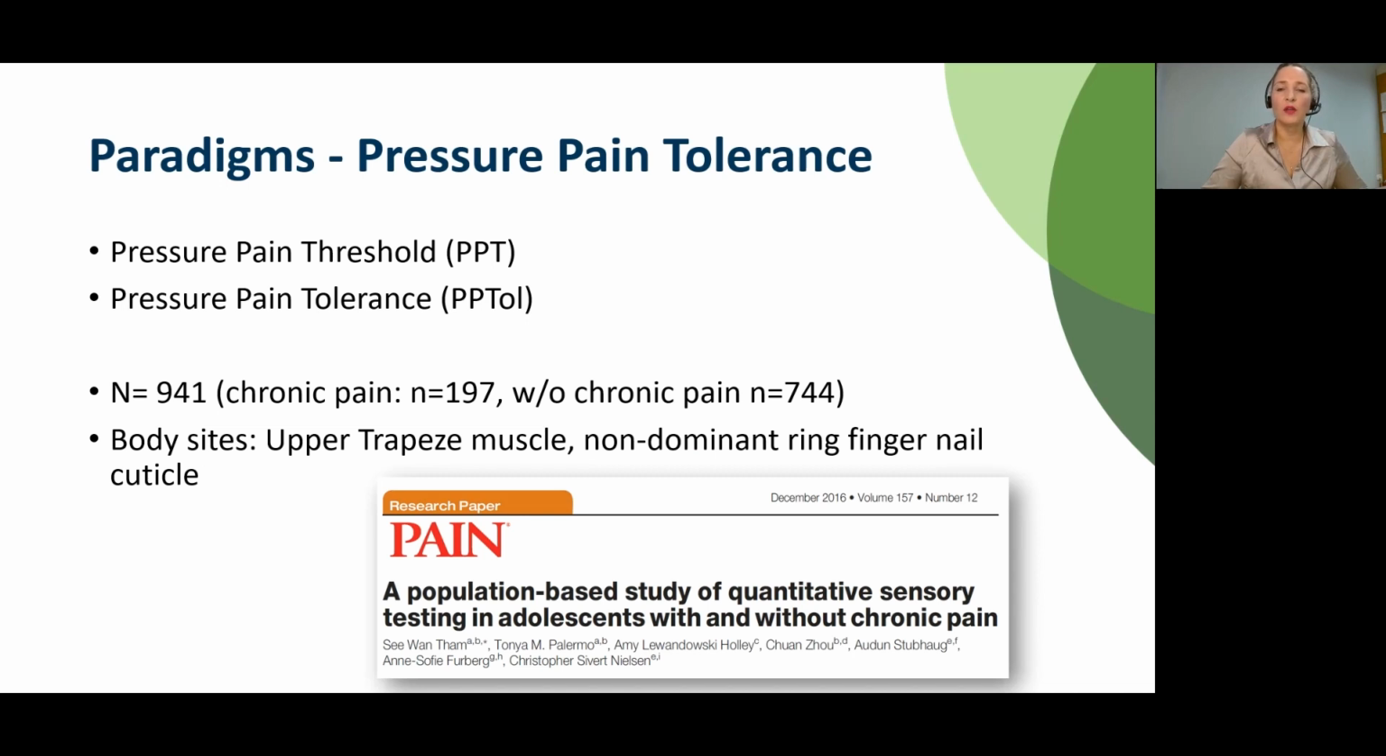And what they found was that there were no differences between the chronic pain and the no chronic pain groups on the cuticle, but there was a difference both in pressure pain threshold and pressure pain tolerance at the upper trapezius site. And they also found sex differences. So females were more sensitive than males, and those with chronic pain also had lower pressure pain thresholds than those without chronic pain. And of all the QST that they did on this group, pressure pain threshold and pressure pain tolerance were the only ones to be significantly different between the chronic pain and the no chronic pain group.